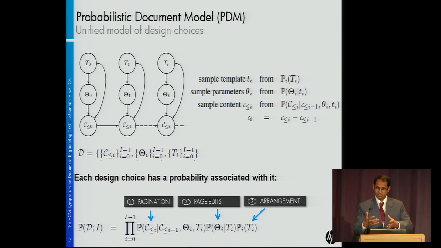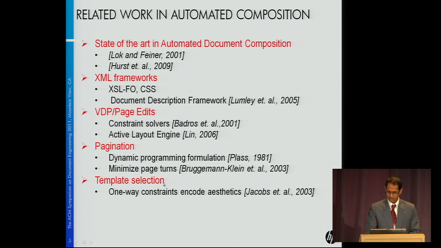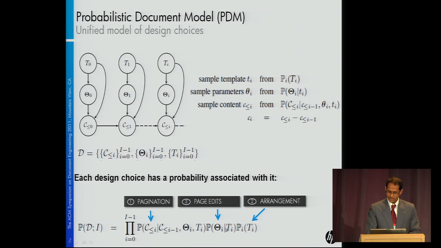For the second page, a different set of templates may be preferred. So this just indicates preference of templates and so forth. The second one, theta, is basically parameters for the template. Now notice that it's not by itself, it's a conditional probability, so it's a local decision that you have to make, based on, given a template, certain parameters are more preferred than other parameters.